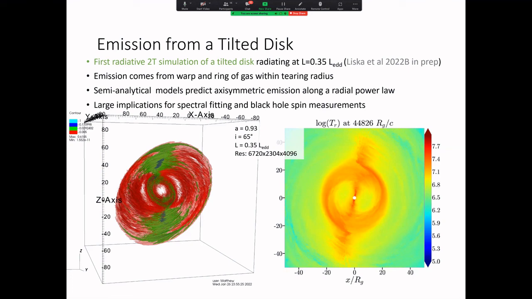Yes. From the warping of space-time by the black hole in this case. Of course, you can have other torques, for example in supermassive black hole binaries, that can cause precession, but that's not the case in this simulation.